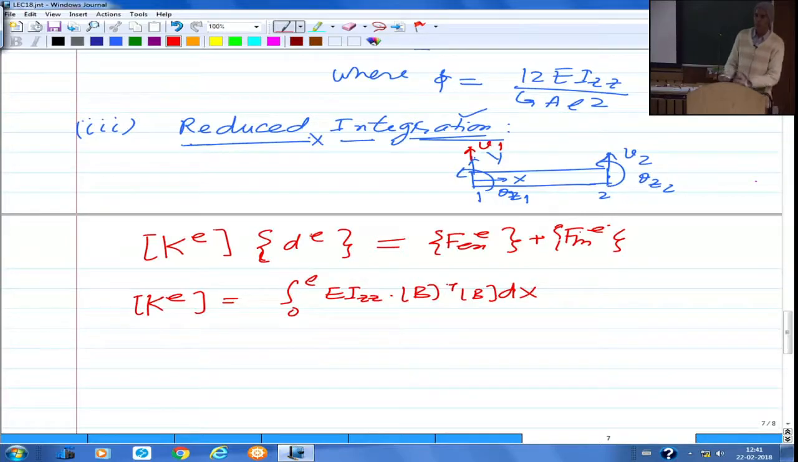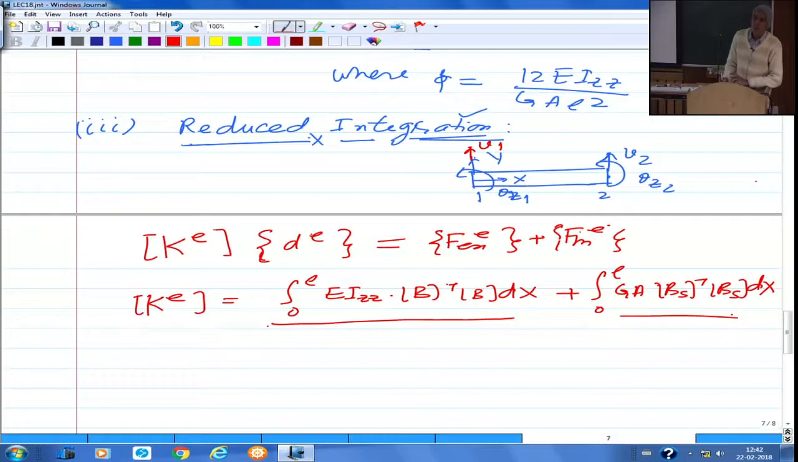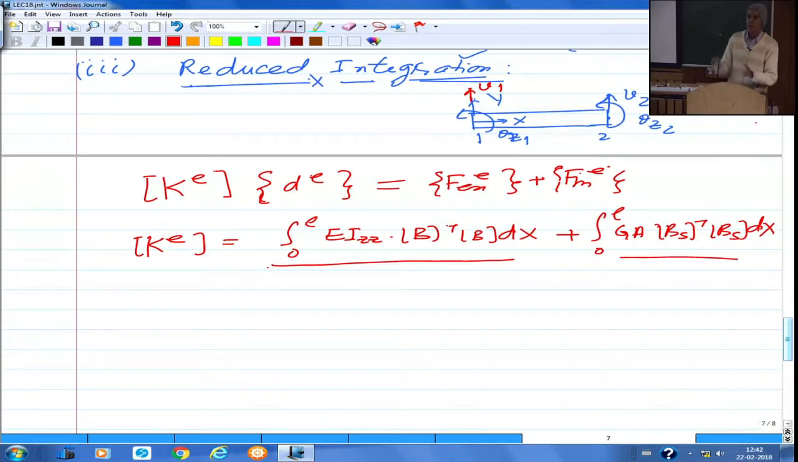And the second term would be integration 0 to L GA, and here we had this BS transpose into BS into dx, isn't it? You remember, we have already derived this. So now we know that to evaluate these matrices, we need to do the integration. One way of doing the integration is explicit integration, where we multiply all the quantities and then integrate each term one by one, and then finally what we get is the exact integration. That means we are evaluating these integrals exactly.